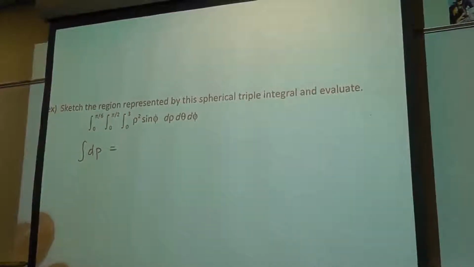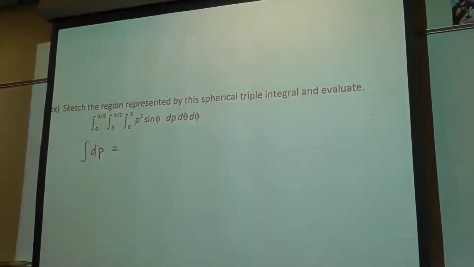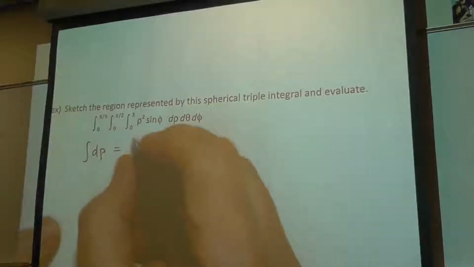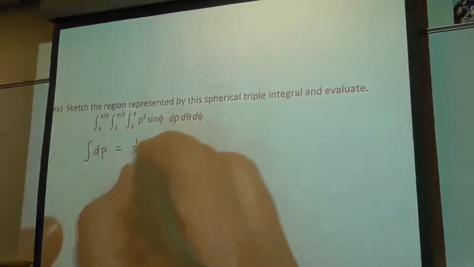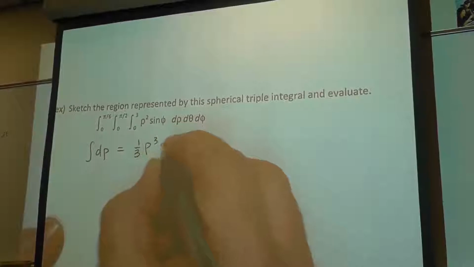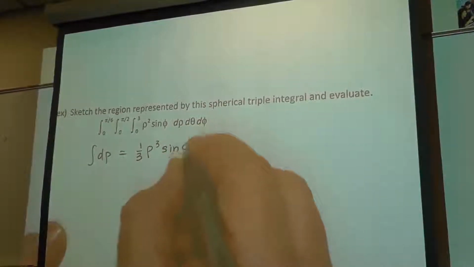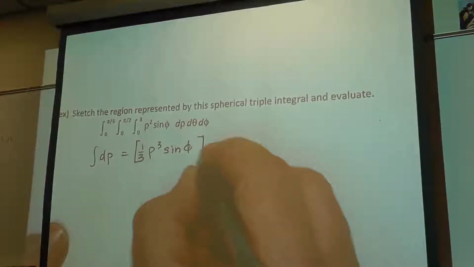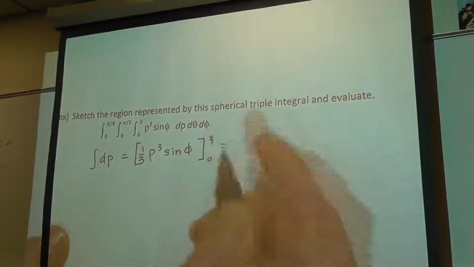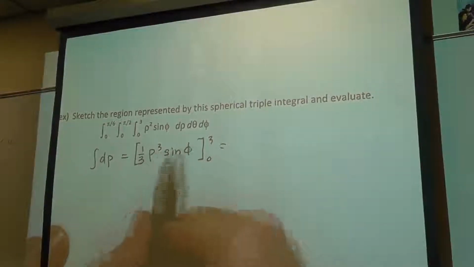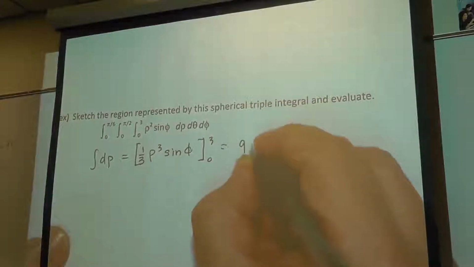my rhos look like p's, I'm sorry, but it's just the way it works out for me. So integrating this with respect to rho, 1/3 rho to the 3rd, just like any other triple integral. Just follow the integration order that's suggested there by the differentials. And then you plug in your 3. 3 is the only non-zero contribution, which gives you 9 sine phi.